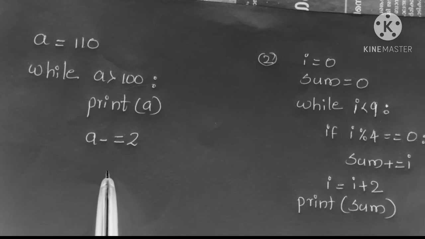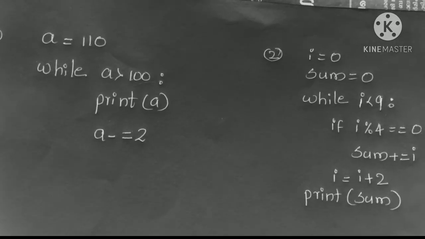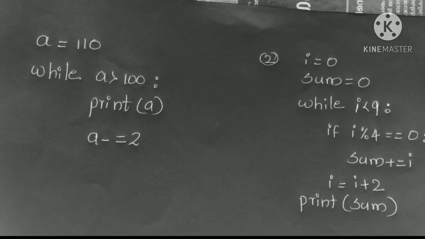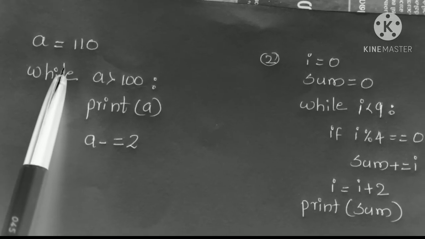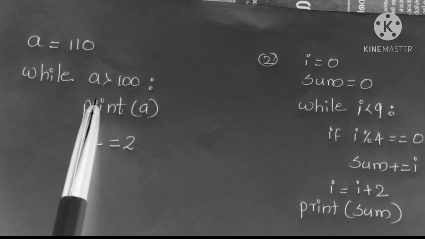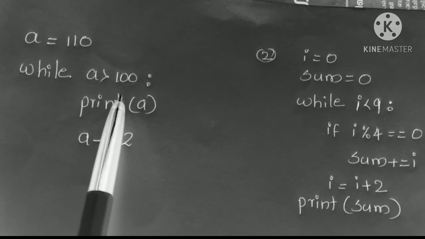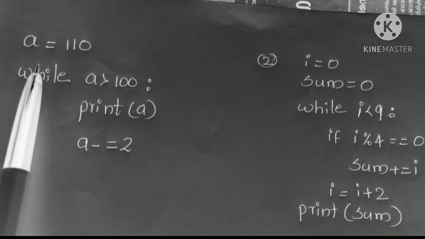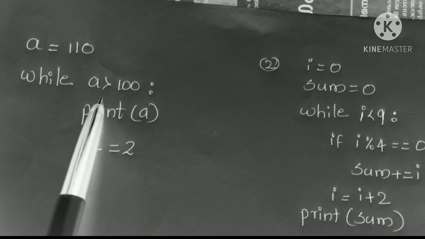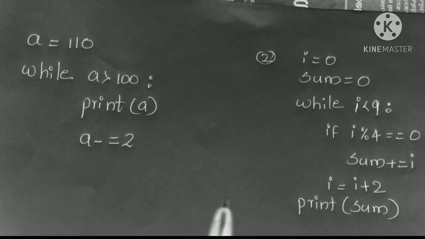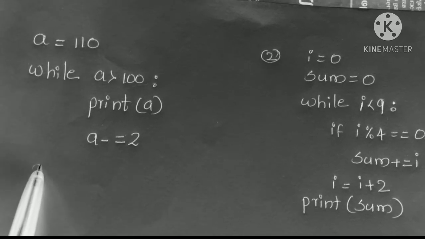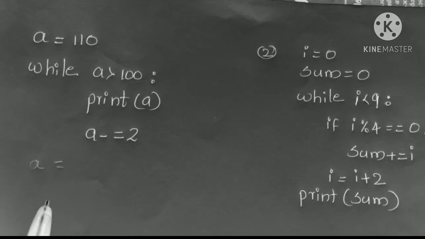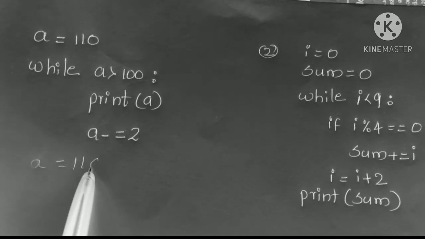Okay, so let's check the execution of this program. Then what will be the output? See, initially the value of A is equal to 110. Then while A greater than 100, this condition is satisfied because the value of A is equal to 110. So initially A is equal to 110.